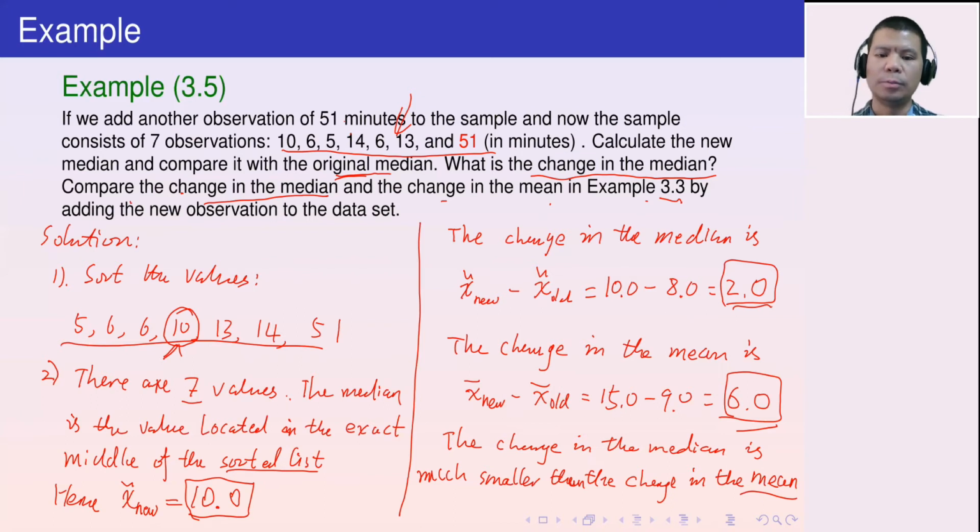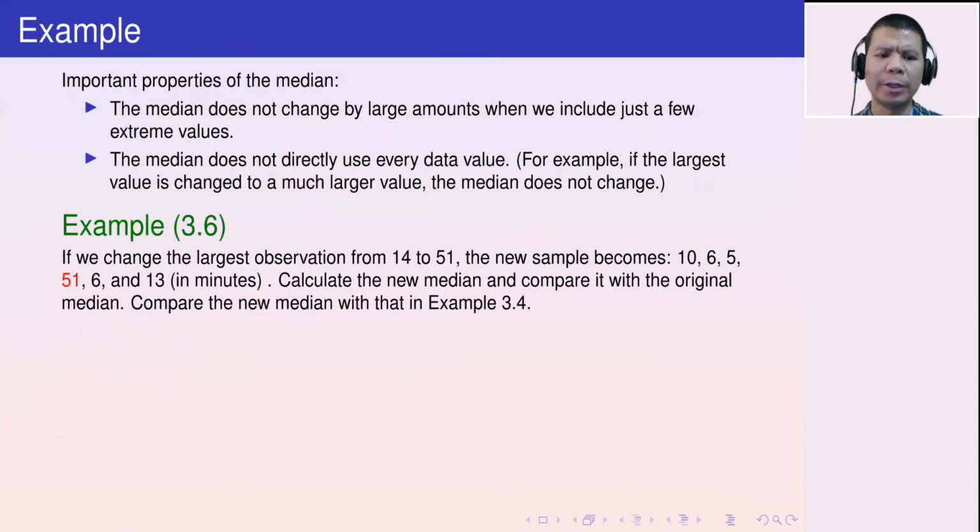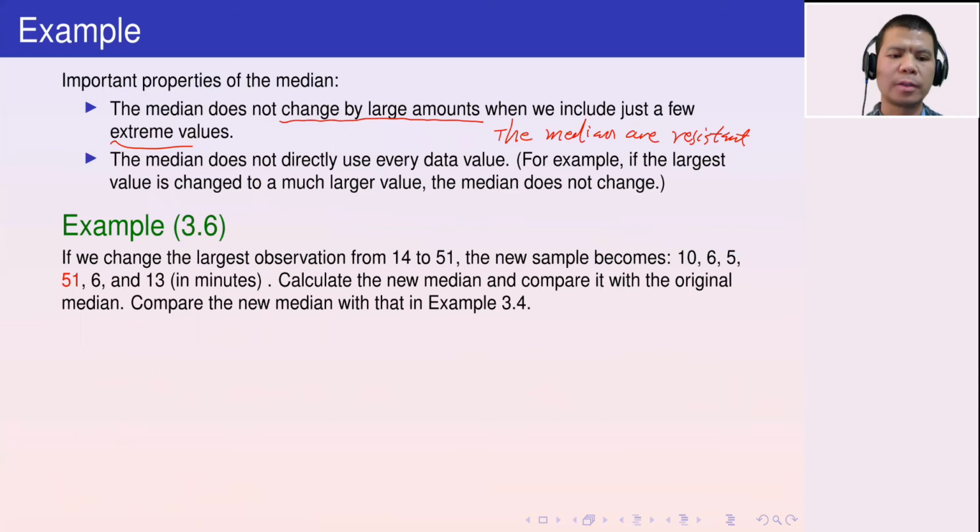Okay, so here are some important properties of the median. The median does not change by large amounts when we include a few extreme values. In other words, the median is resistant to extreme values. Well, the mean is not. As we can see, it changed by a lot, right?